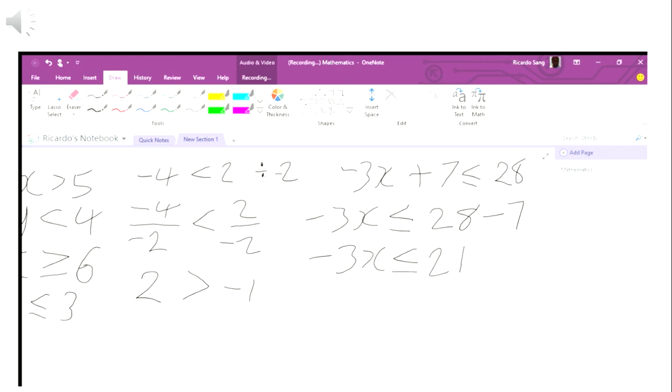Now we are at the negative sign. We're going to divide through by a negative number like before. So when we move this negative number, I said negative 3 times x, we're going to do the opposite of multiply, which is divide. So this is going to become negative 3x upon negative 3 less than or equal to 21 upon negative 3.